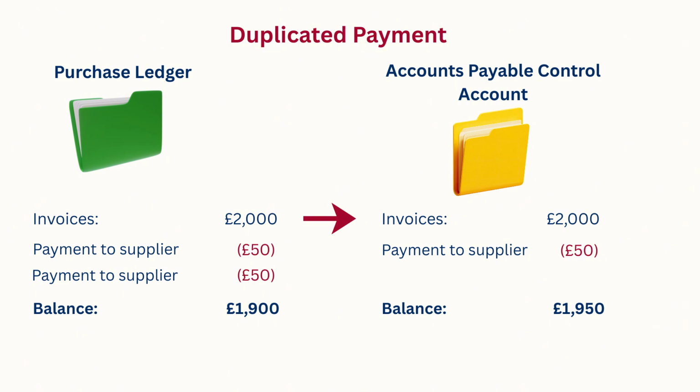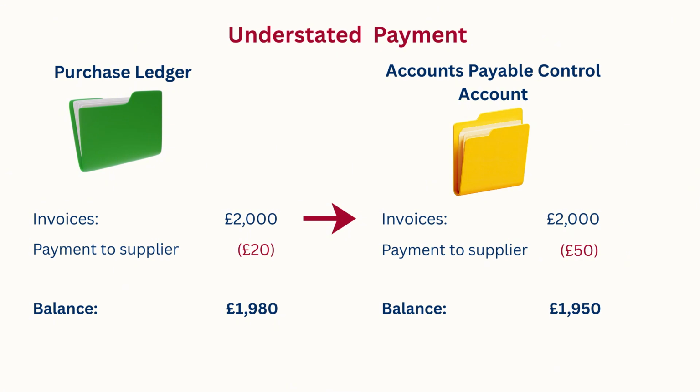Here the payment has been entered twice in the purchase ledger, but once in the control account. The ledger reduces by £100 instead of £50, giving £1,900, while the control account reduces by £50. Duplicating a payment makes the purchase ledger too low compared to the control account. In this case, the payment was recorded correctly in the control account at £50, but in the purchase ledger, only £20 was entered. So the ledger reduces too little, showing £1,980, while the control account shows the correct balance. An understated payment causes the purchase ledger to be too high.